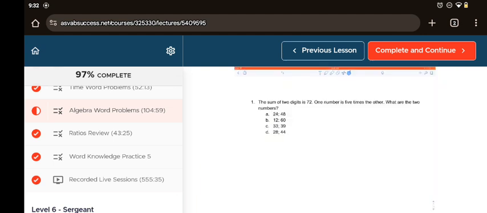Okay, let's go ahead and get started with question number 1. Question number 1 reads, the sum of 2 digits is 72. One number is 5 times the other. What are the two numbers? So, like I told you, these are algebra word problems. Basically what that means is that we're going to read the word problems and make algebra equations from them, okay?